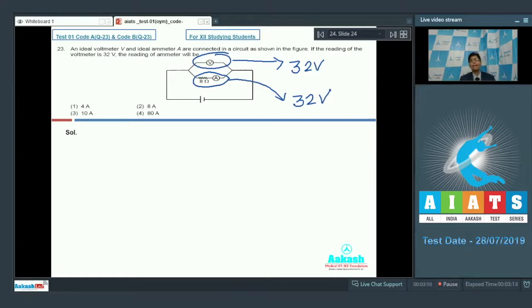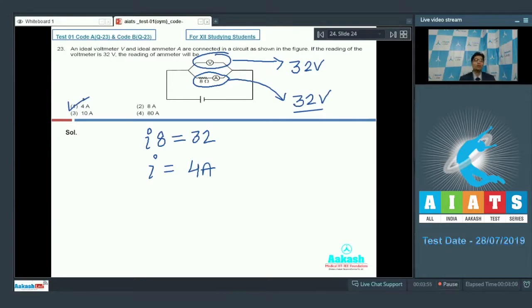Now, since the ammeter is ideal, which means that the resistance of the ammeter is 0, we can easily assume that the potential drop of 32 volt would be all across the 8 ohm resistance only. Let us assume that a current I flows through this 8 ohm resistance. Then we can write that I into 8, from the formula IR, should be equal to 32. Therefore, I should be equal to 4 amperes. Dear students, therefore, the correct answer for this particular question should be option number 1.